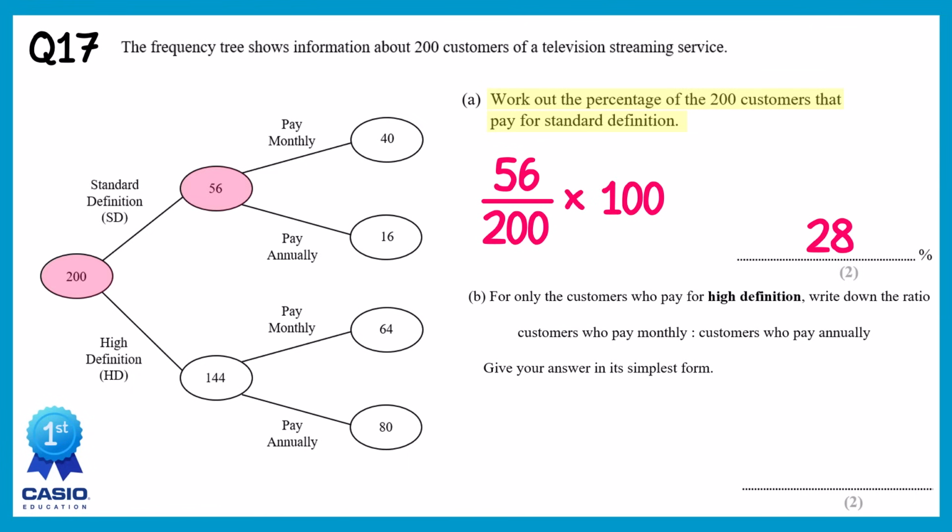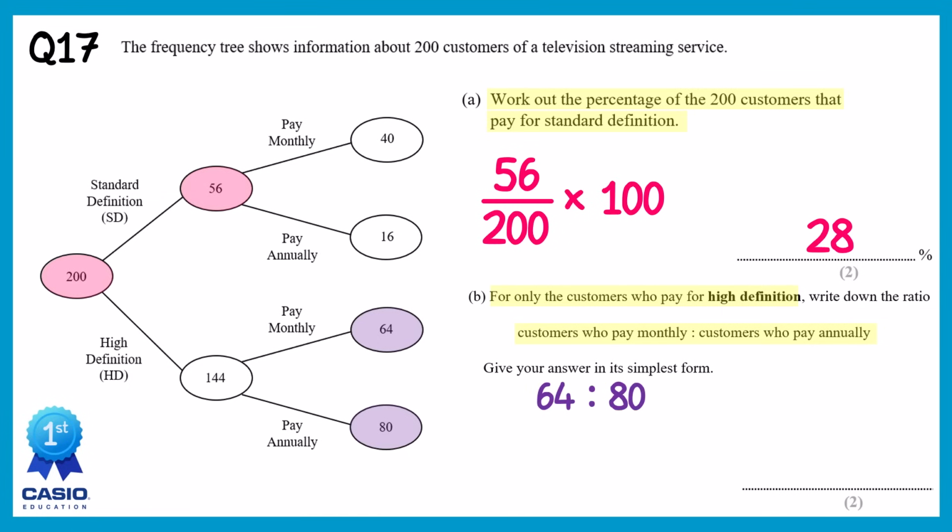In the second part of the question, we're only looking at the customers that paid for high definition, and we need to write down a ratio of those that pay monthly to those that pay annually. We can see on the frequency tree that there are 64 that pay monthly and 80 that pay annually, so the ratio is 64 to 80.